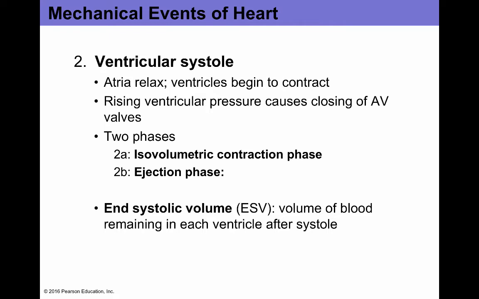At the end of this, the end systolic volume is the volume of blood that's remaining in each ventricle after systole. And this is the part where you are getting the contraction of the ventricle to push the blood that in part one was going from the atrium to the ventricle. Now it's leaving the ventricle and going into the different circuits, right? And this is what's known as ventricular systole.